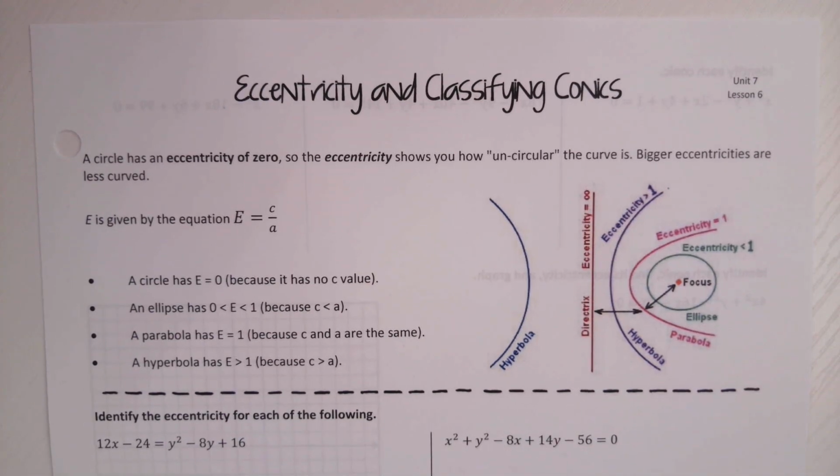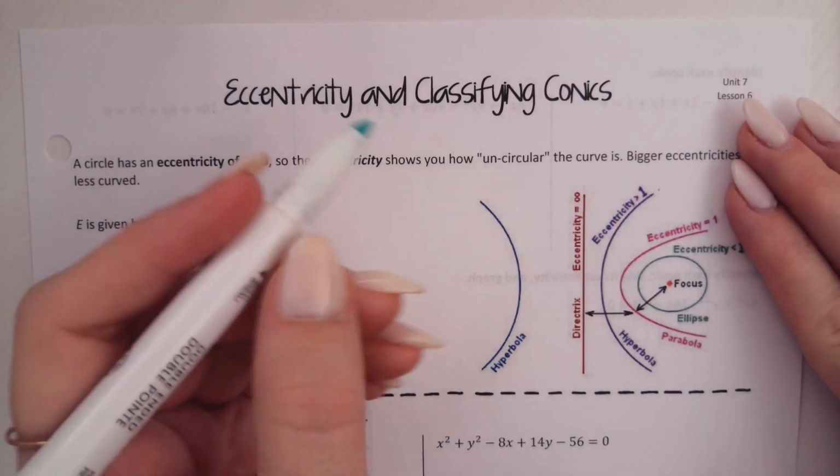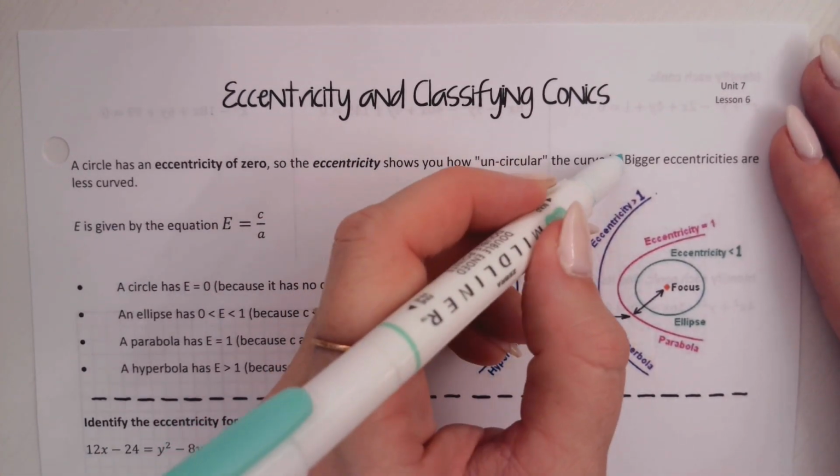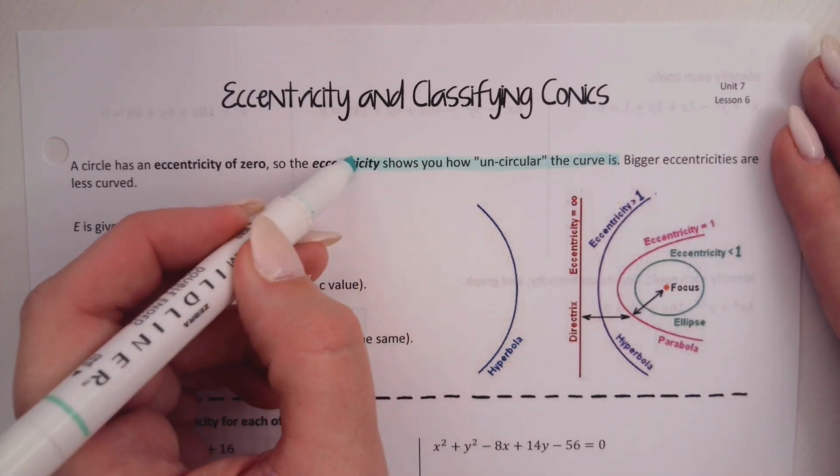Again, so today we're going to be working on classifying conics, figuring out what shape they are from the general form. And then also we're going to look at how to find the eccentricity of a conic. Just looking at that definition of an eccentricity. Eccentricity basically is a measure of how circular or uncircular a curve is.